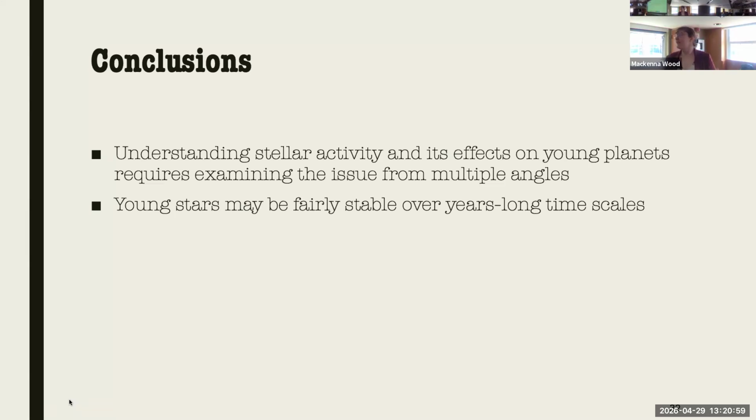In conclusion, understanding stellar activity and its effects on young planets requires looking at observations over lots of different timescales and in lots of different wavelengths. And by doing so, we found that young stars might actually be fairly stable over sort of years-long timescales, although we know they vary a lot on shorter and decrease steadily over longer.